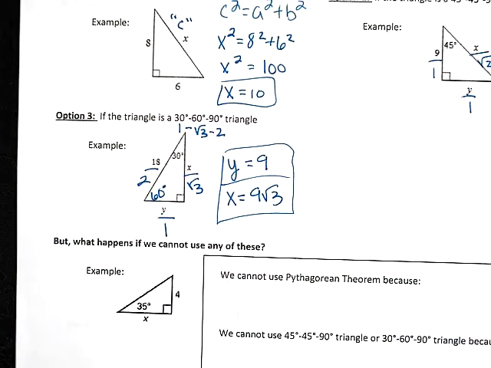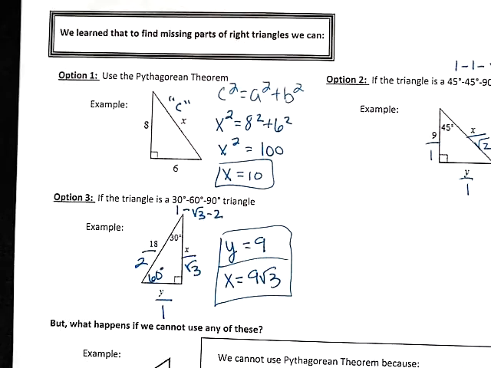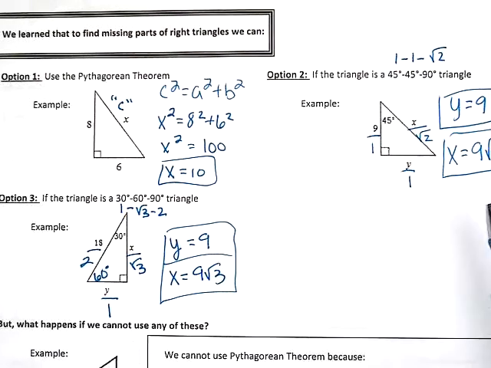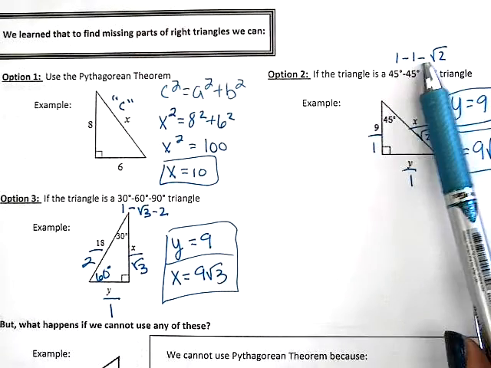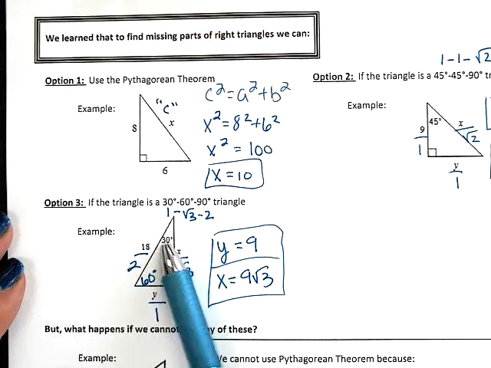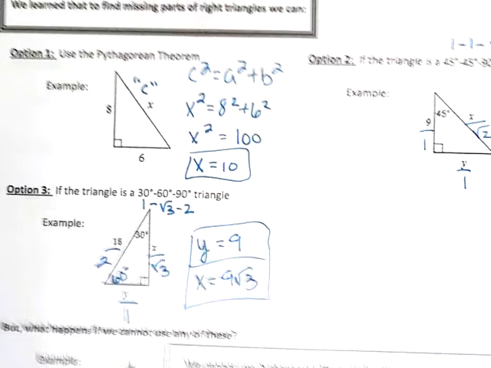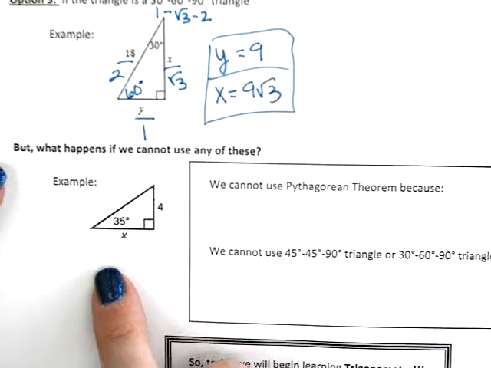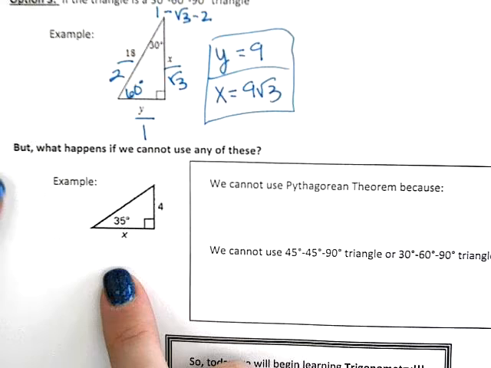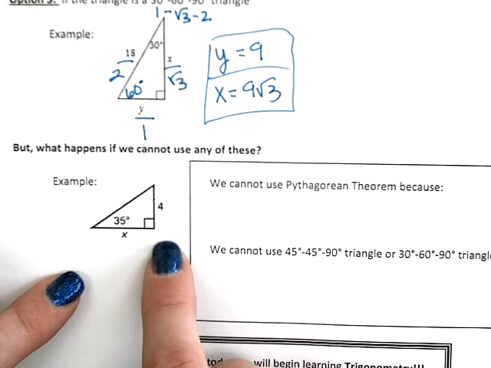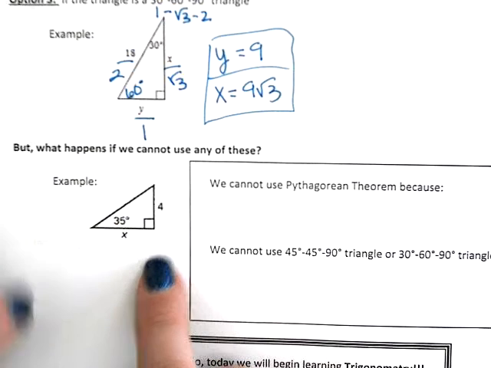Okay, but the first one, we had two sides of a right triangle. We didn't know anything about the angles. Second option, we knew it was a 45, 45, 90, so we got to use our ratio there. Third one, we know it's a 30, 60, 90, so we use those ratios. But what happens when we have a triangle like this? It's a right triangle, so that's good. I know one side, and I know that that angle is 35 degrees.